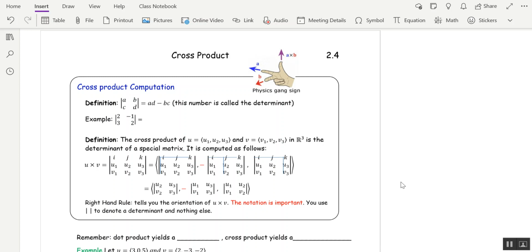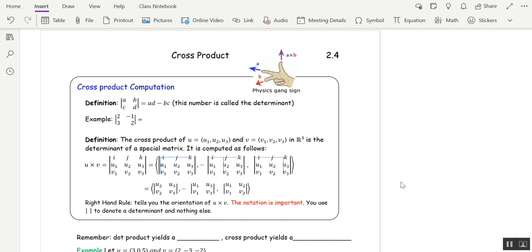This is section 2.4, cross product. Whereas the dot product yields a number, a scalar, the cross product is going to give us a vector. Now, before I can define the cross product, I need to explain what the determinant of this matrix is.